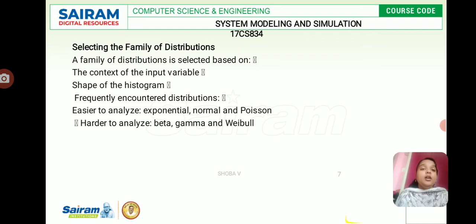Now we can go to selecting the family of distributions, which is based on the context of the input variable and the shape of the distribution. Frequently encountered distributions that are easier to analyze are exponential, normal, and Poisson. Harder to analyze distributions are beta, gamma, and Weibull.